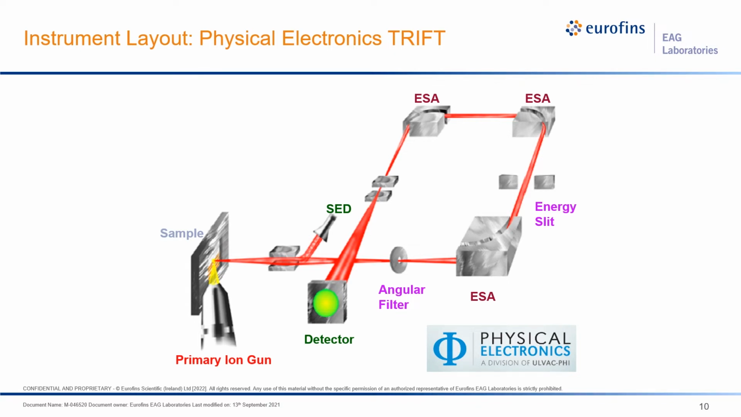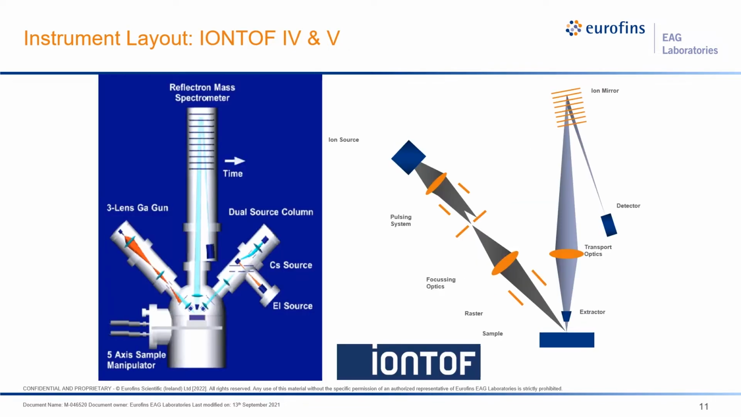This instrument design was actually done by Charles Evans and Associates in the 1980s, when we actually sold instruments in the distant past. Okay, the other instrument we have is from a company called IONTOF. Much the same principles again, primary ion here, secondary ions are extracted out this way. And instead of them coming to a detector here in a straight line, we actually bounce them out of this ion mirror or reflectron, and they come to the detector.